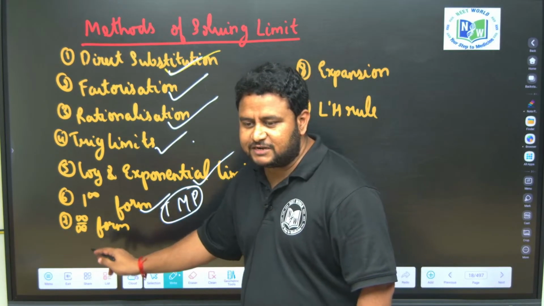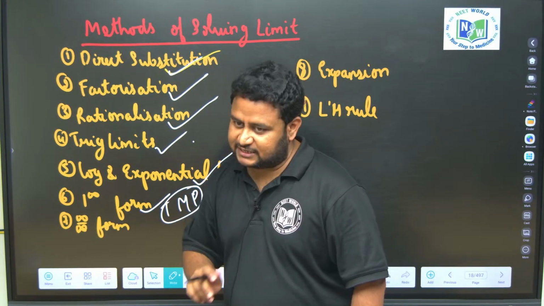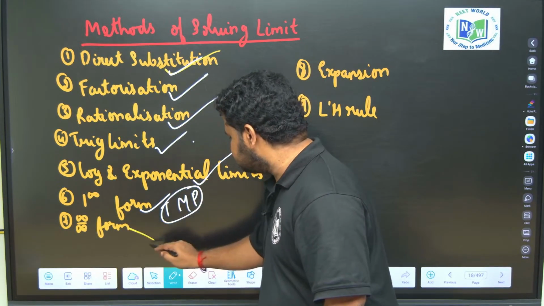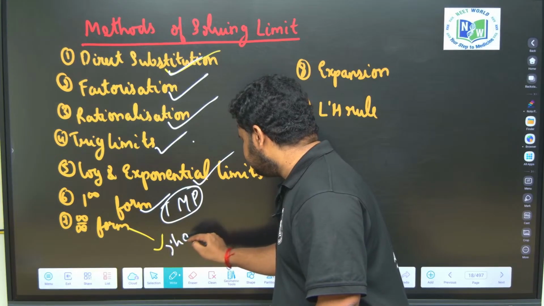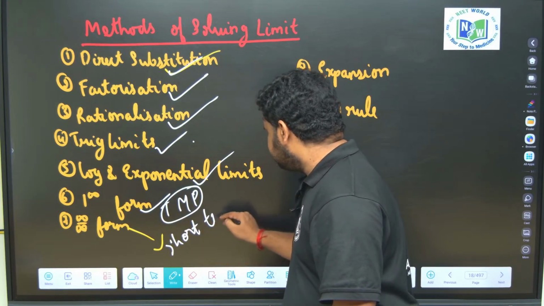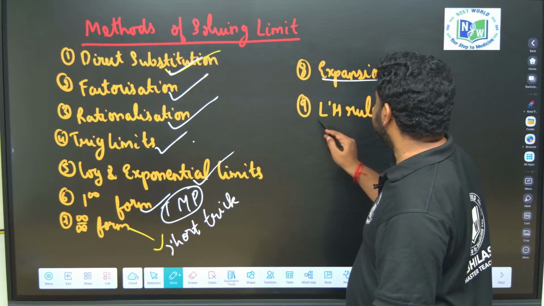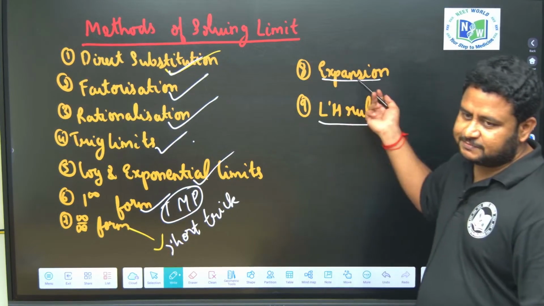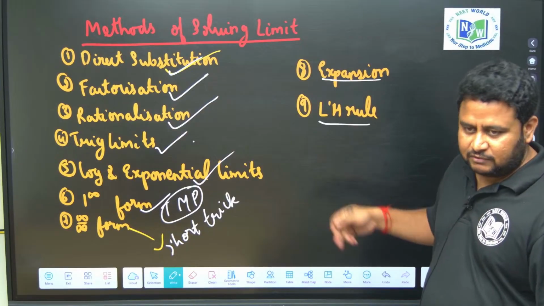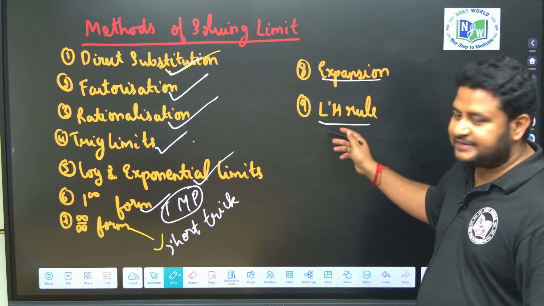Then we have the infinity by infinity form. For that, I told a short trick. So for this, what will we use? We will use one short trick. So please remember this: expansion of limits and LH rule. How to expand the limit, and also the LH rule. L'Hopital rule, I write it in short form as LH rule.